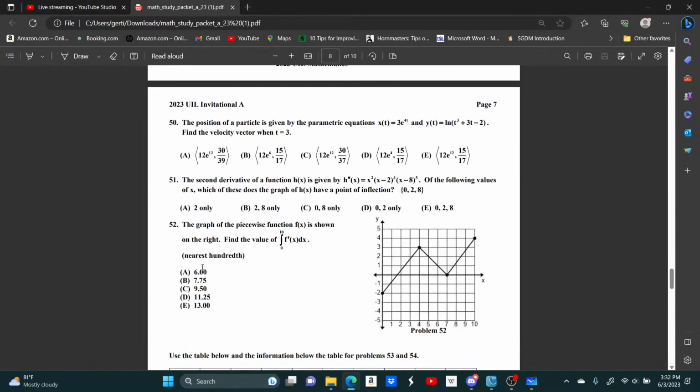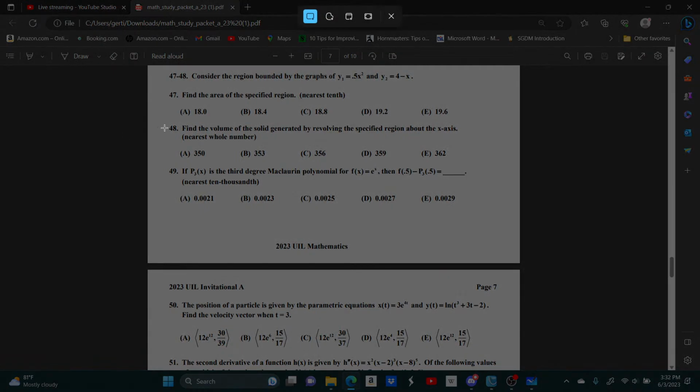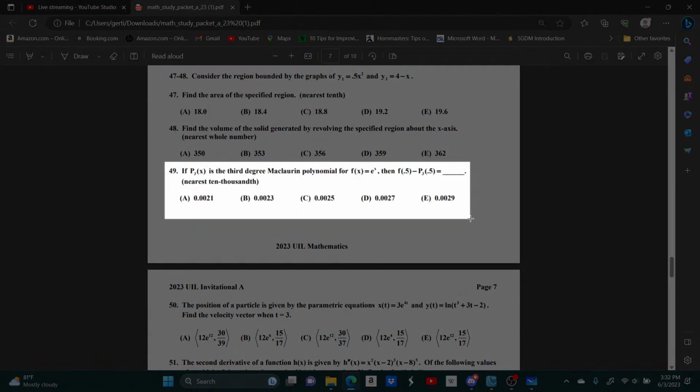Are we almost to the stats? Oh, there's not a lot of stats on this test, actually, compared to some of the others. All right, here we go, 49.